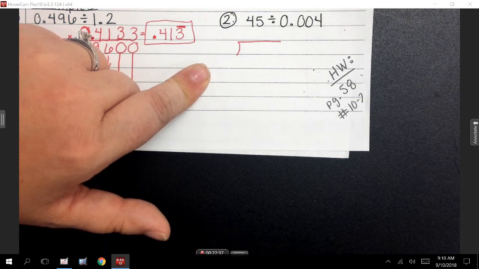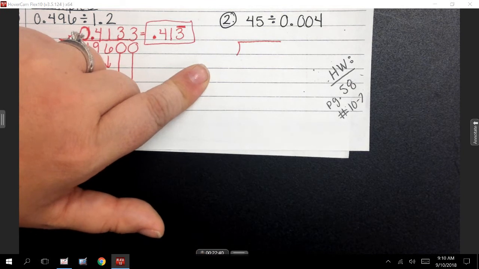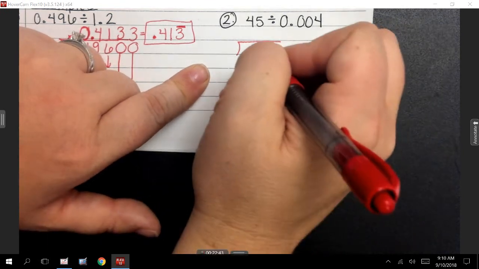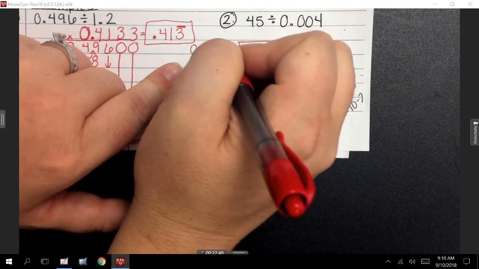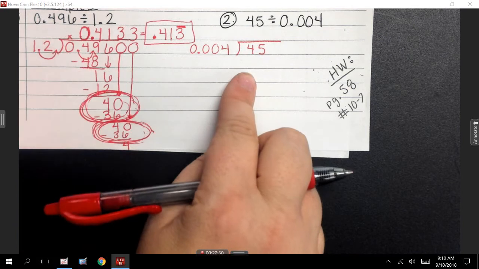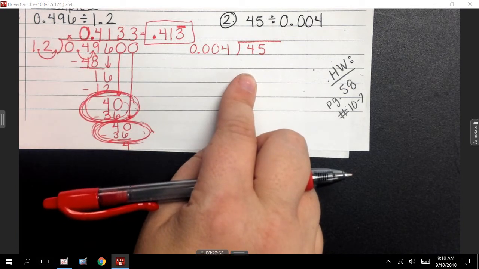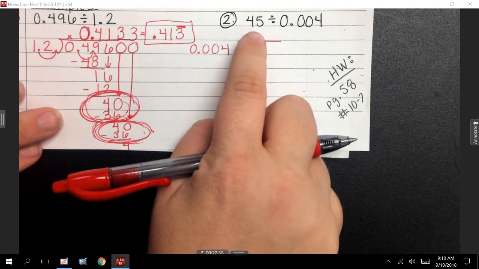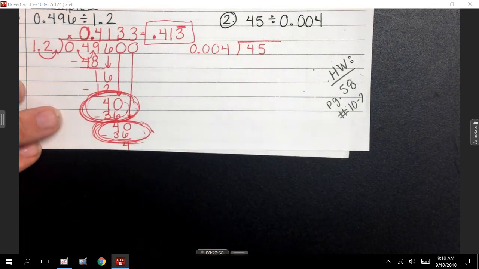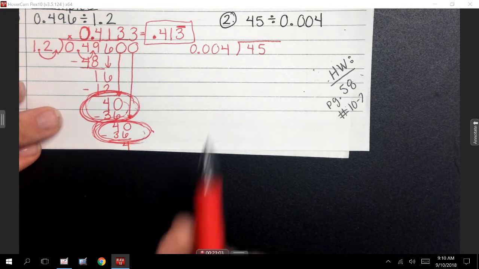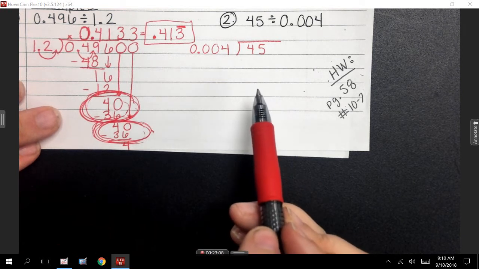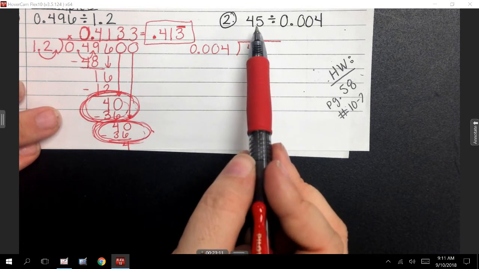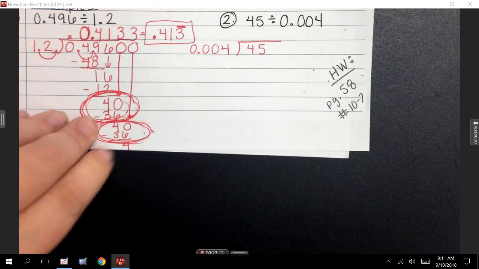All right. So on number 2, what number is going in the house here? 45 is going in the house. And that 0.004 is going at the door. Now this one looks a little weird. Normally we would probably think, oh, 45 doesn't have a decimal, I'm going to put that at the door. Do we get to choose where to put things in division? No, every single time. That first number you don't get to pick. It's going in the house if you want to get the right answer. That first number has to go where? In the house if we want to get the right answer. All right.